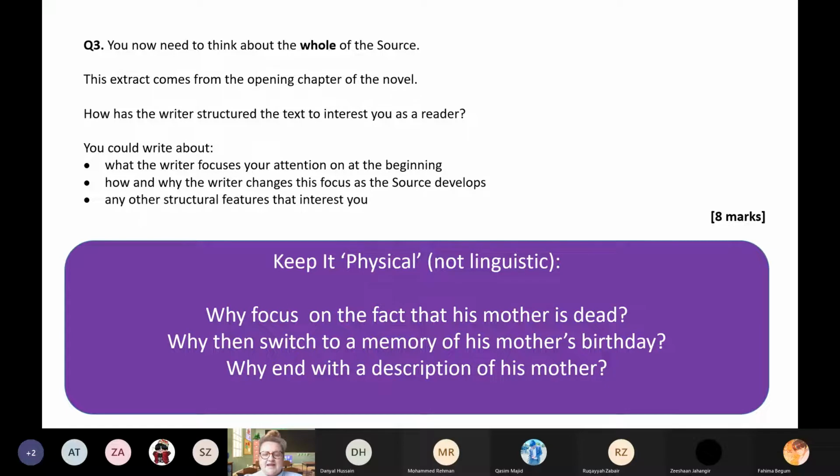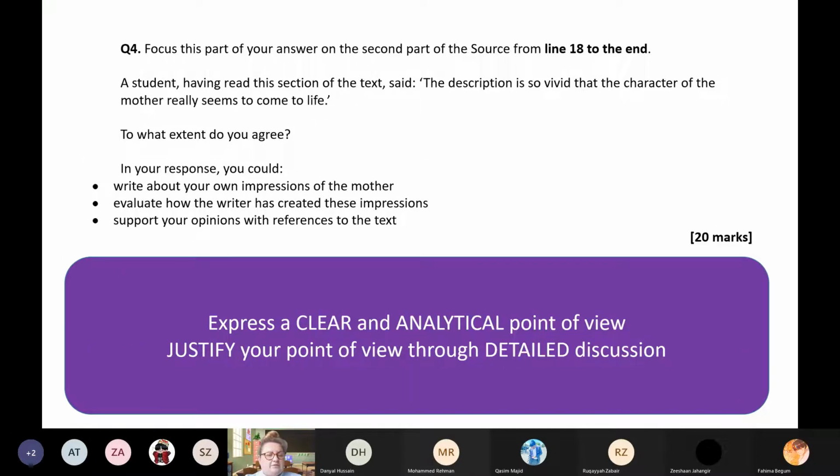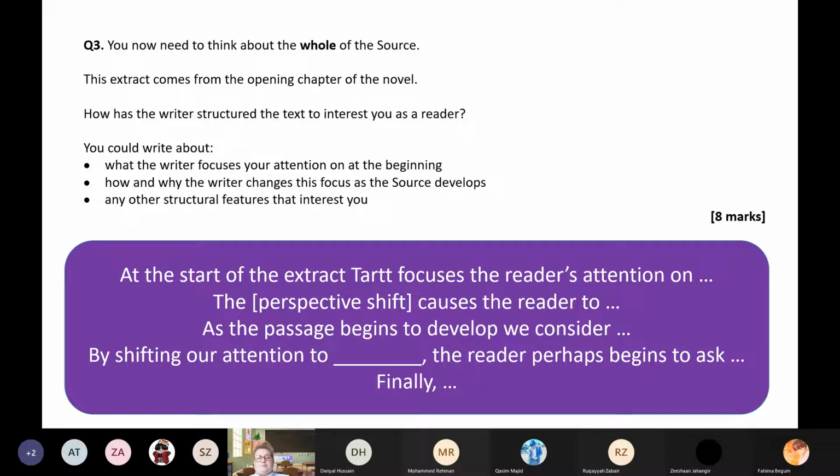Why does this extract end with a description of his mother? What's he trying to make sure that we recognise in terms of the relationship between them, in terms of how important his mother was to him? Why end with that description rather than start with it? Why does it interest us? What does it make us think? What does it make us feel? What does it make us imagine?